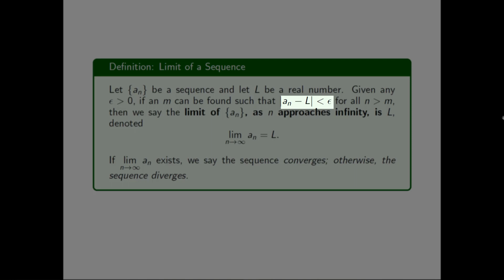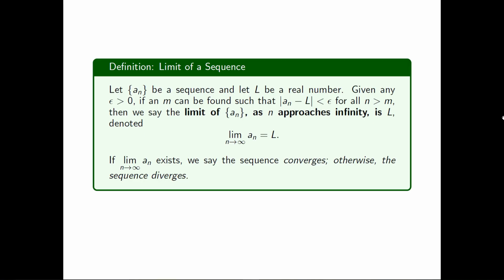for any positive epsilon we choose, as long as n is big enough. This is what n is greater than m means. It's big enough, we can always make the epsilon smaller and smaller. And then that says the limit of that sequence, sorry, as n approaches infinity, is L. So the limit of the a_n's is L as n approaches infinity.